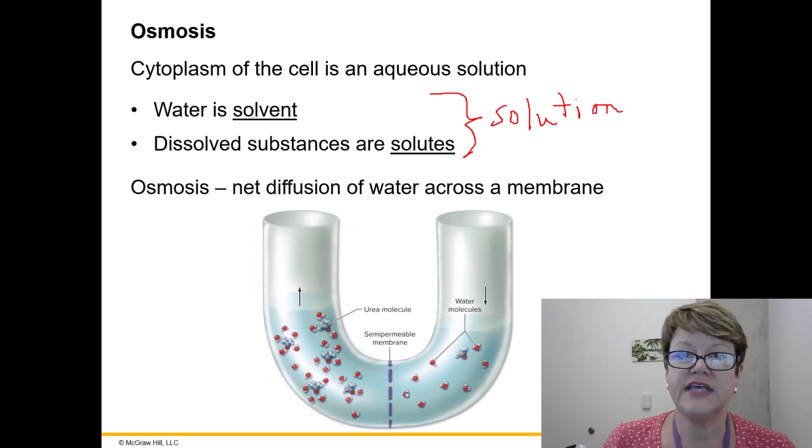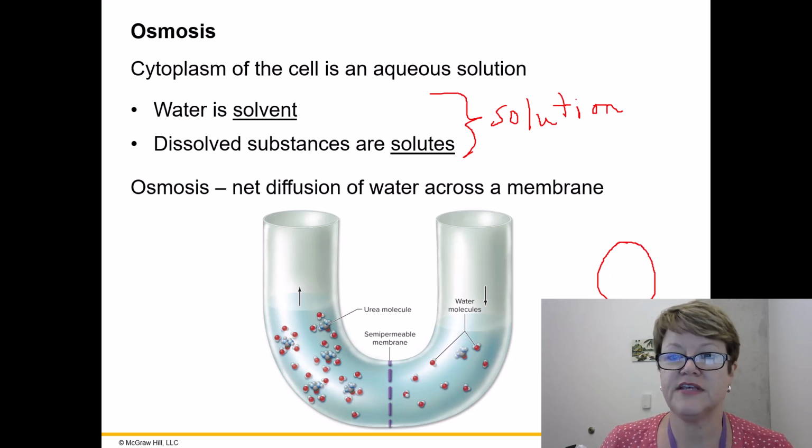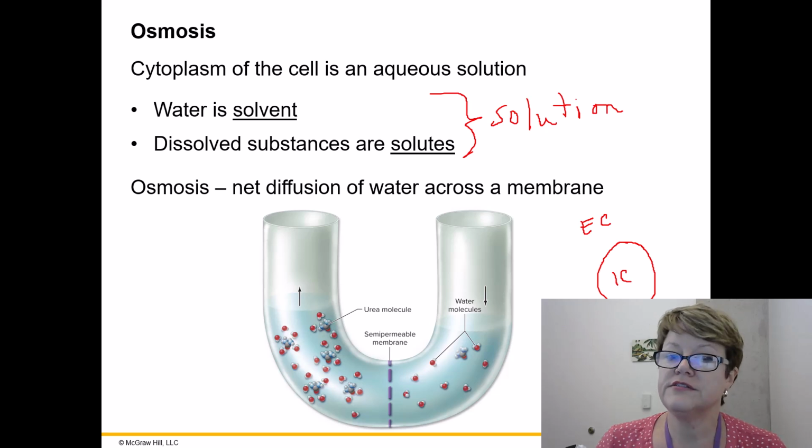Now, if you have a cell, I'm going to draw a cell here just because I have a little space. Let's say that that represents the cell membrane. Then out here, this is the extracellular side of the membrane, extracellular and intracellular. If you have different amounts of solutes on one side of the membrane compared to the other, then you also have different amounts of solvent.